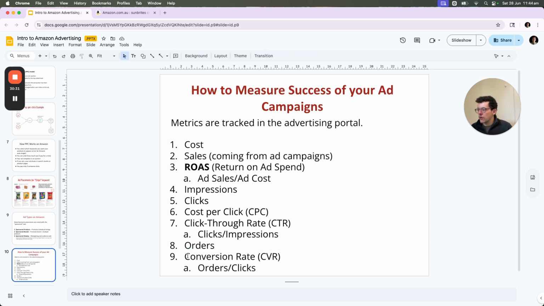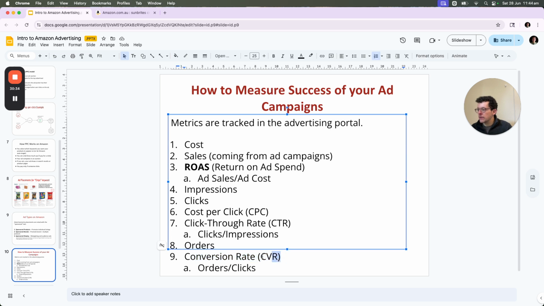And then the last metric is your conversion rate. So your conversion rate is calculated by taking the orders and then dividing it by the clicks and then multiplying it by 100. It's a percentage. So for example, if your conversion rate is 30%, that means 30% of customers after they've clicked on the ad have then converted to a sale, have then actually bought the product. So your conversion rate measures, once they've opened the product page, what percent have actually bought the product. Obviously, we want these to be as high as possible.